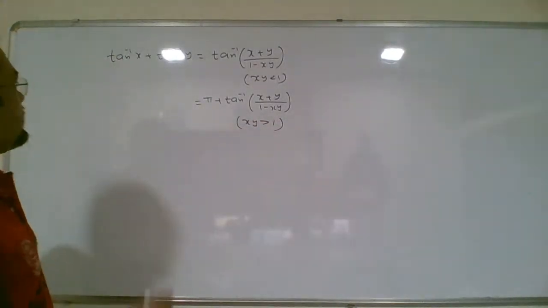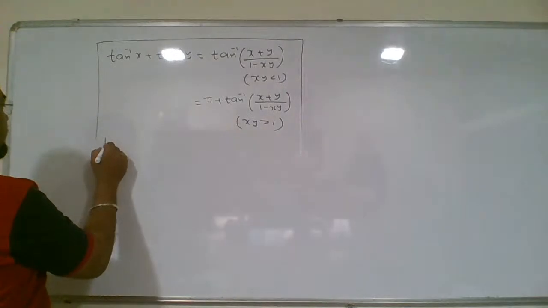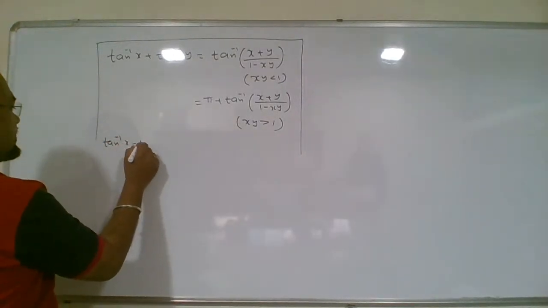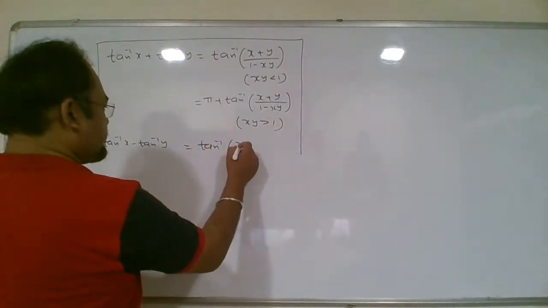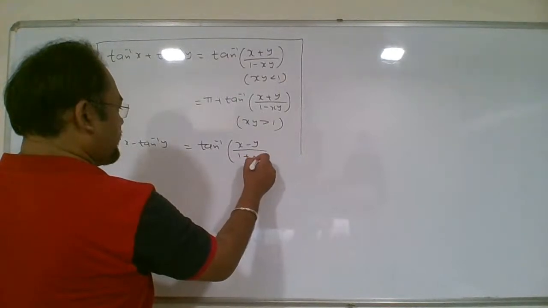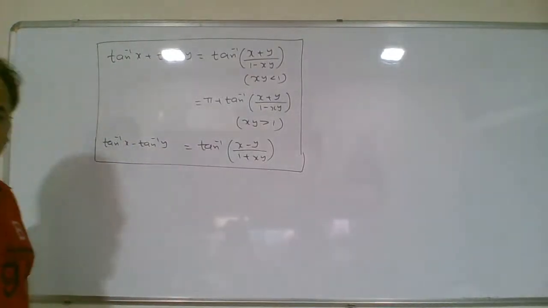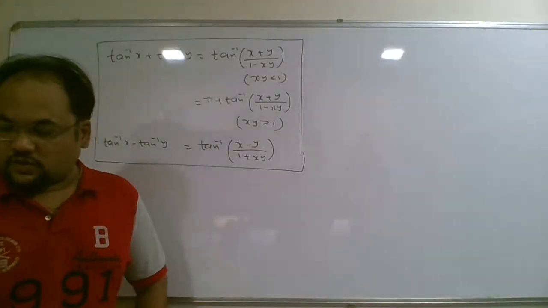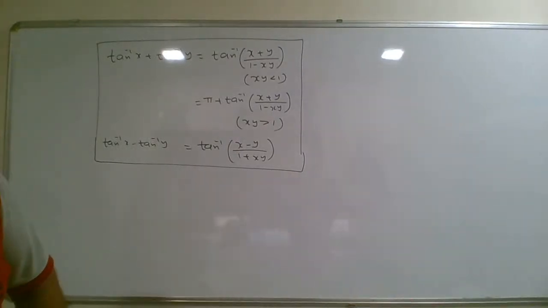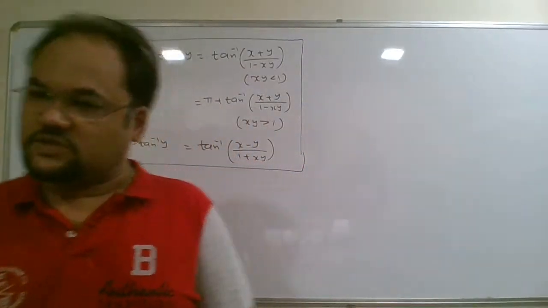Okay. So last time we have seen these two formulas and one another formula: tan inverse x minus tan inverse y equals tan inverse of x minus y upon 1 plus xy. And we have seen the miscellaneous questions also. So today we are going to finish exercise 2.2.